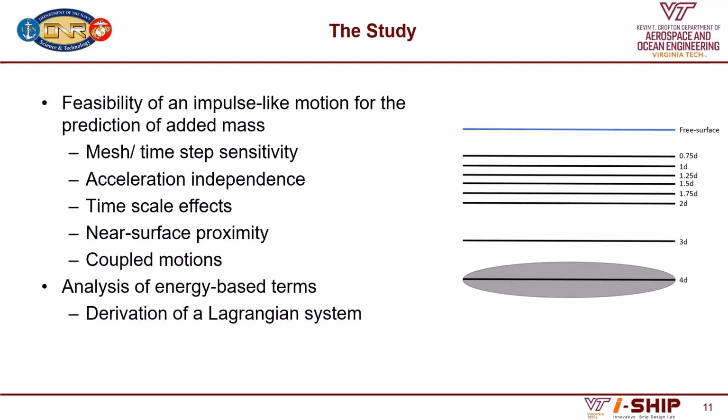We also look at near surface proximity. How do these added mass parameters change with respect to depth and proximity to the free surface? And even looking at some coupled motions. Are we breaking any linearity assumptions? Are the motions coupled with each other? And then I go through a brief analysis of energy-based terms. Using these impulsive motions, can we derive a Lagrangian system, the kinetic energy minus the potential energy within the system?